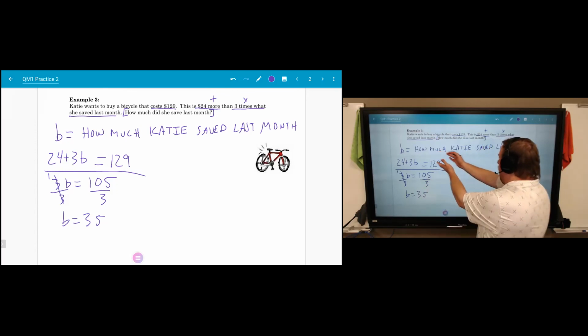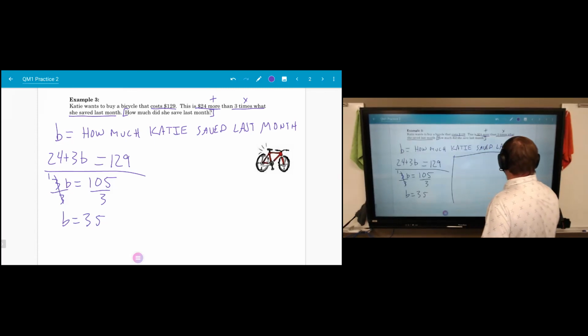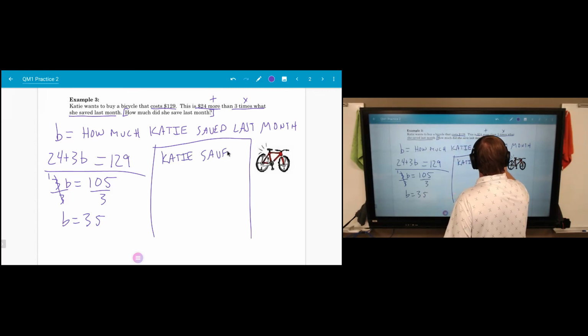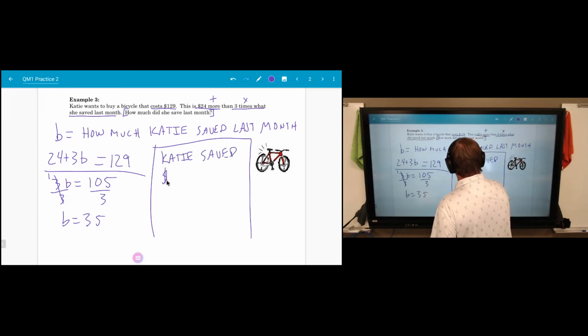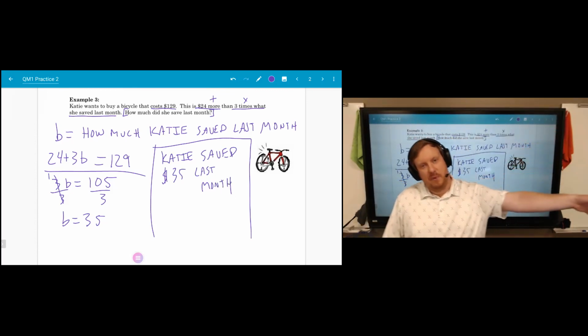b is also how much Katie saved last month. Here is the answer. Katie saved $35 last month. There we go. You've got 7 more problems out there.